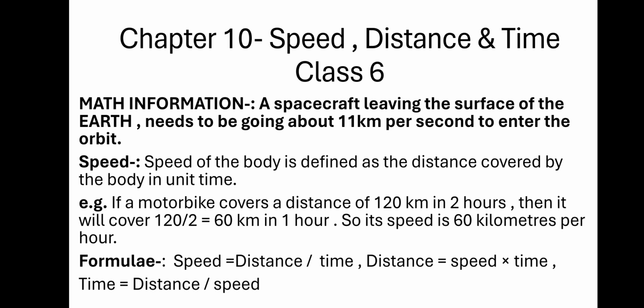Now the formula to calculate speed, distance and time, because there are three factors related here. So speed is equal to distance divided by time. Distance is equal to speed multiplied by time, and time is equal to distance divided by speed. So this is how we are going to study the questions based on these formulae in this chapter.